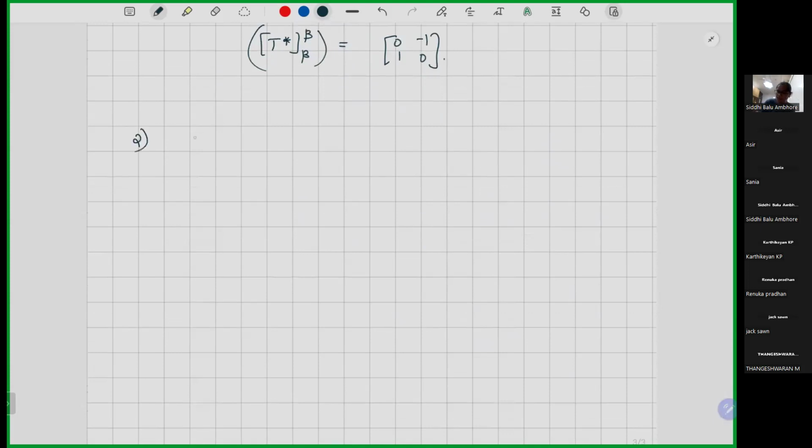Second is that they are asking whether a real or complex matrix A is normal if and only if LA is normal.